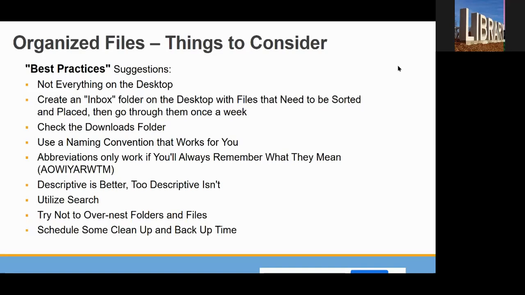So I have photos. I have a folder called photos. Then I have a folder for each year. Then I have a folder for each month. Then I go by date within those folders, okay? It helps me easily find photos if I remember when something happened.